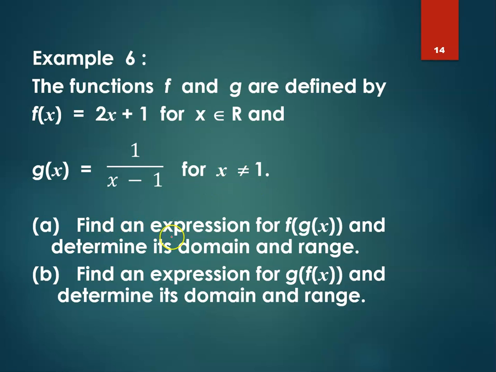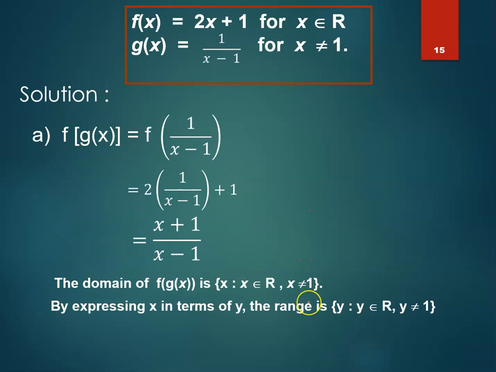So now you need to find an expression for f(g(x)) and determine its domain and range. This is a composite function f(g(x)), which means that you're going to substitute g into f, and then find an expression of g(f(x)). This one is vice versa, terbalik pula. You need to substitute f into g and determine its domain and range. Okay, let's solve one by one.